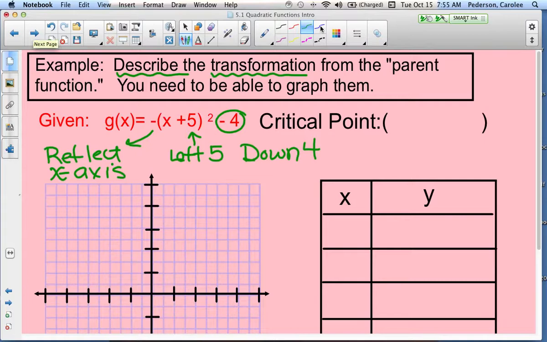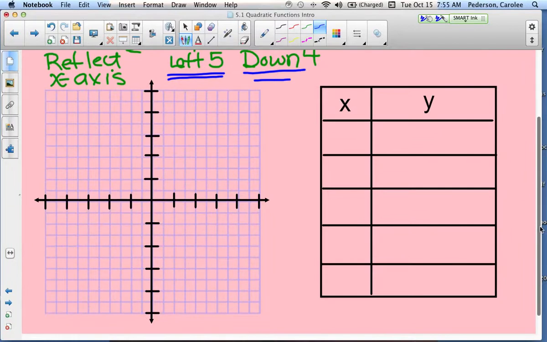How we find our critical point is this piece and this piece. So we're going to go left 5, so that's negative 5, and down 4, negative 4. And how we would graph this is we would start with our negative 5, negative 4. Here's negative 5, negative 4. And there's our first point, negative 5, negative 4. And now we pick a value on the x-axis to the right and to the left, 1. So negative 4 and negative 6.